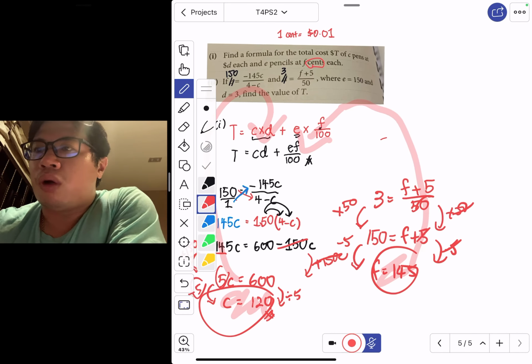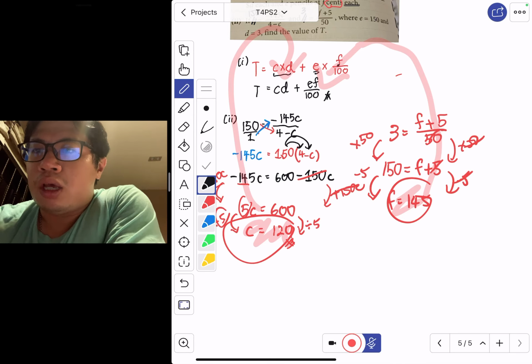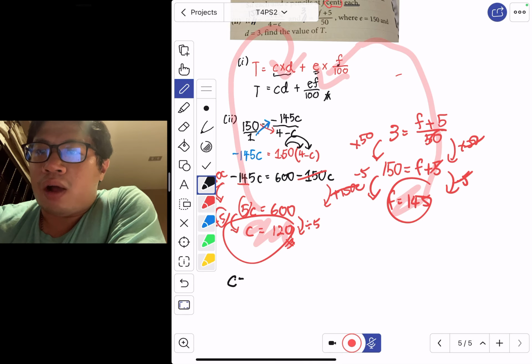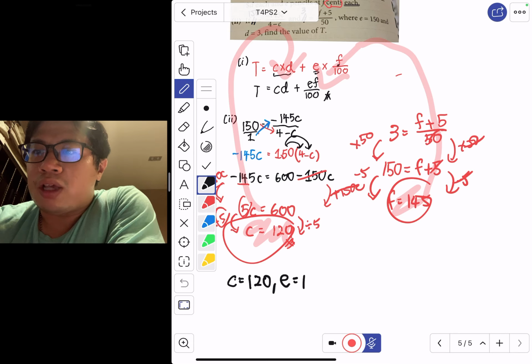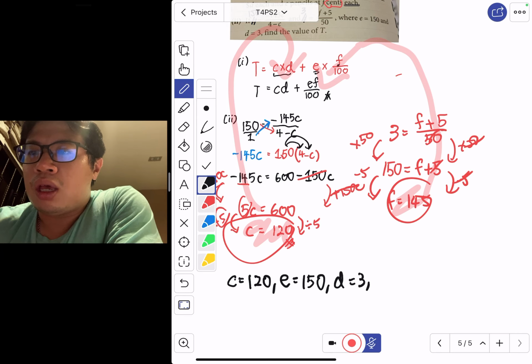So as of this question, you have found C is equal to 120. You are given E is equal to 150. The question also gives you that D equals 3. And you yourself found that F is 145.